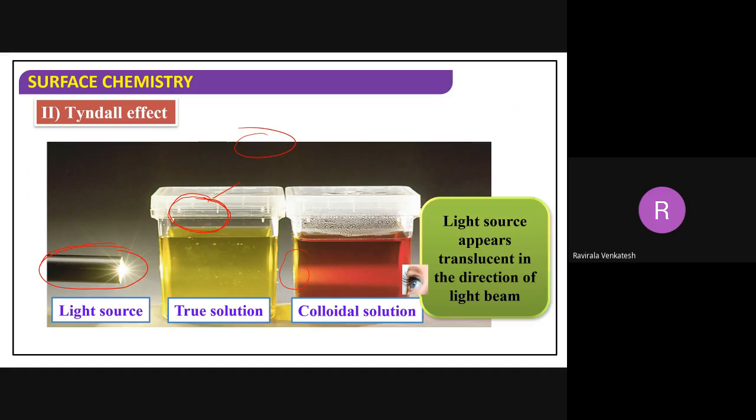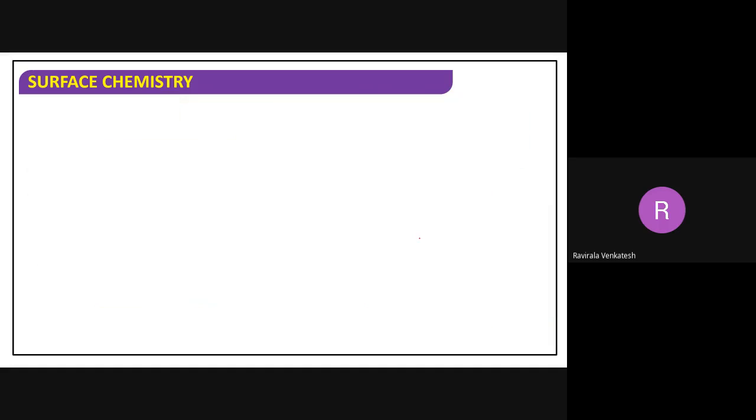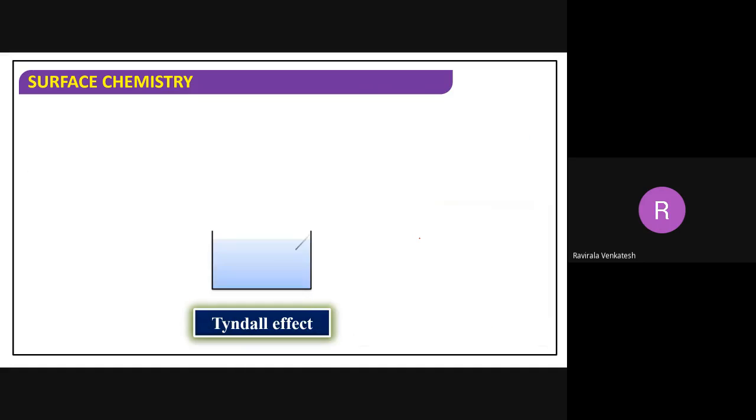Now I am changing this to a colloidal solution. The light source appears translucent in the direction of the beam of light. When you see from the right angle to the direction of light, it shows a mild to strong opalescence. That means the beam is visible for us. This part is visible to us. This is called the Tyndall effect.